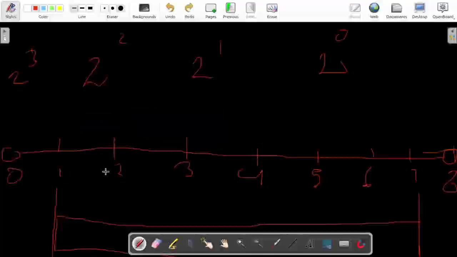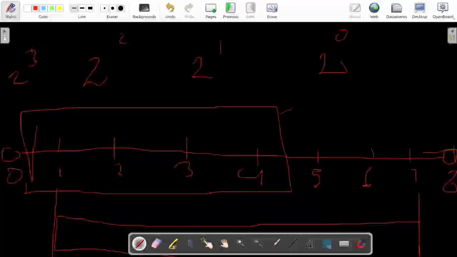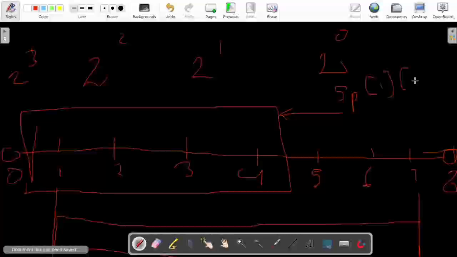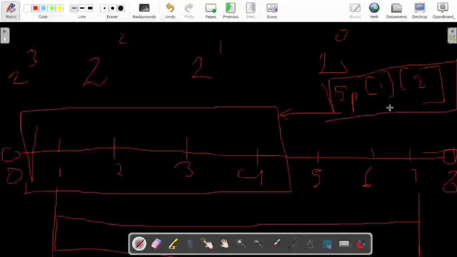That is 1 to 4. And we have its answer stored in SP of 1, and this is a segment of length 4, that is 2 to the power 2, so our j is 2. Okay, so it is stored in SP of 1 comma 2. We will consider this part.